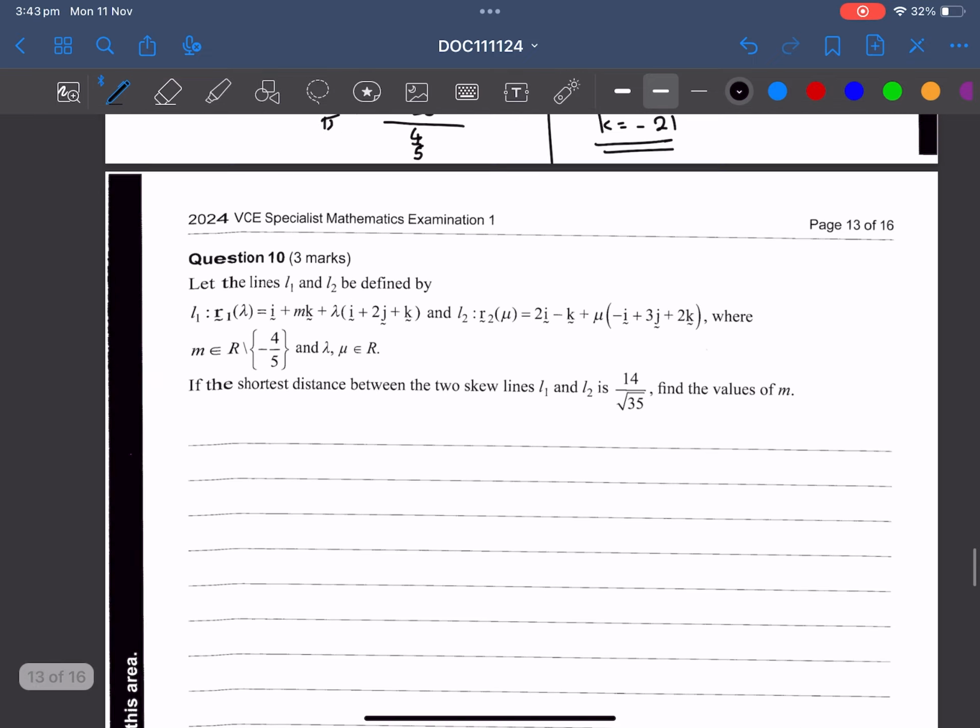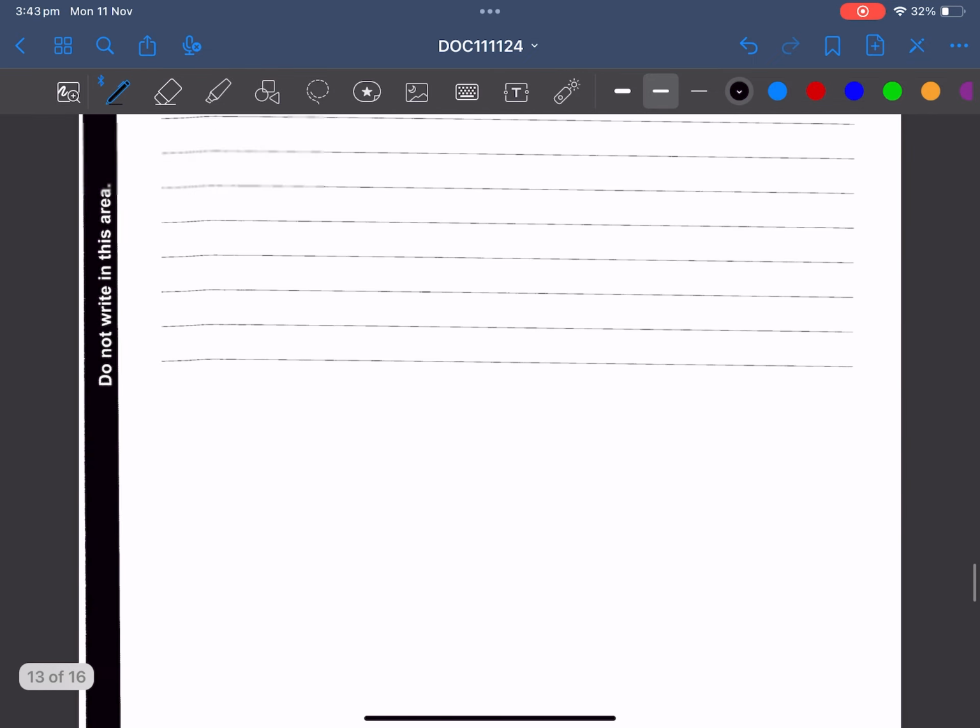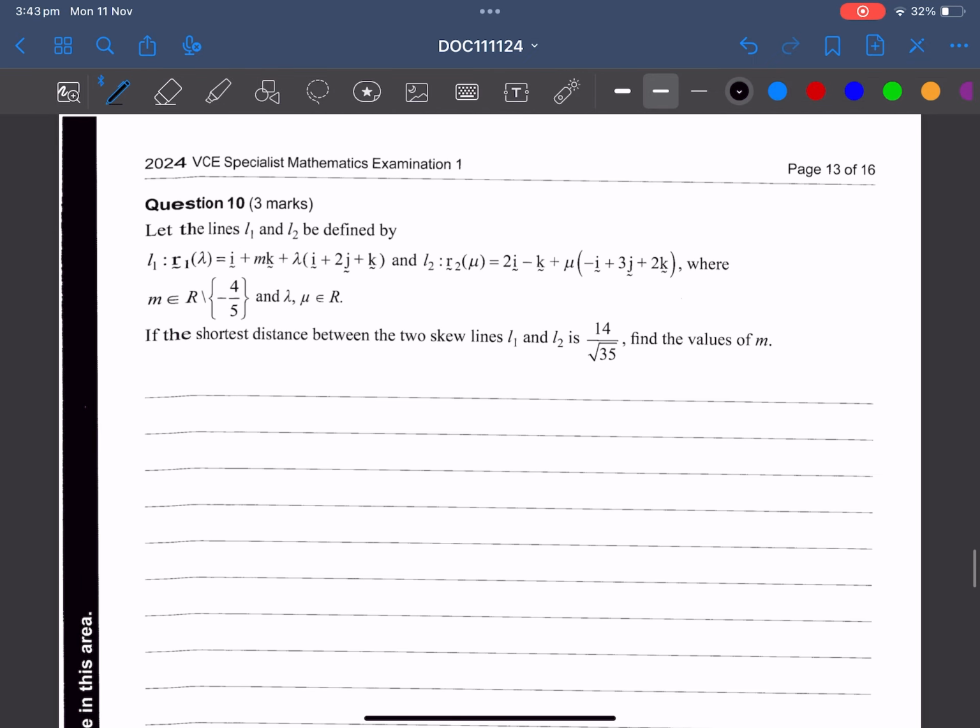Okay, question 10. How many questions? Okay, good. This is the last question. Cool. So, let the lines L1 and L2 be defined by this, where m cannot be this, and lambda and mu can be all real numbers. If the shortest distance between the two skew lines is this, find the values of m.